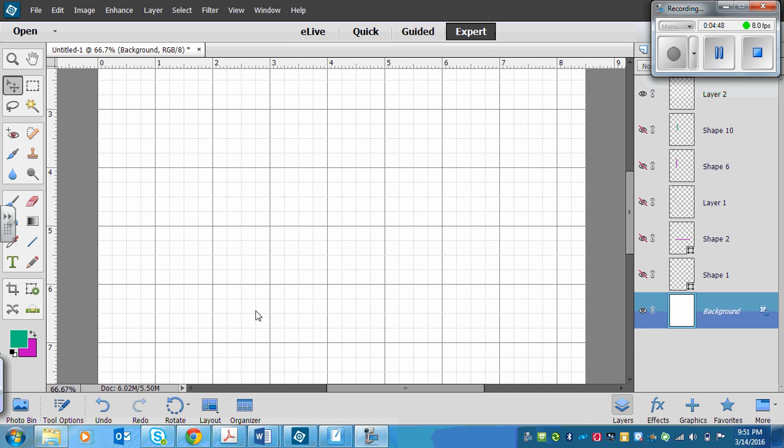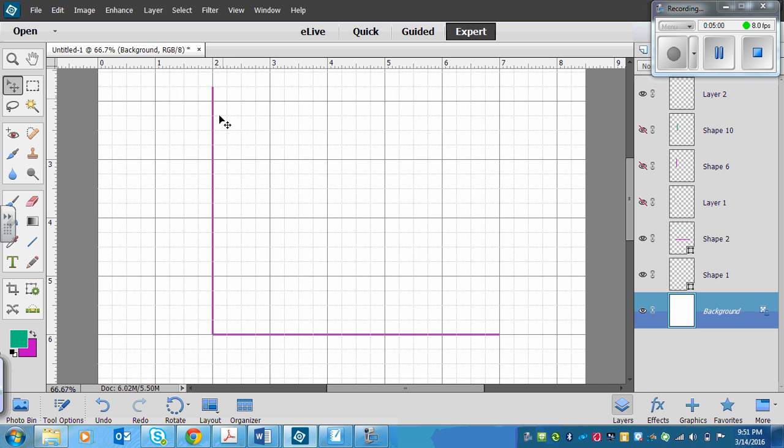Bar graphs are supposed to be neat and tidy, not with wavy lines. So first thing you need to do is you need to draw an X and a Y axis. So there's mine in the purple if you can see it.